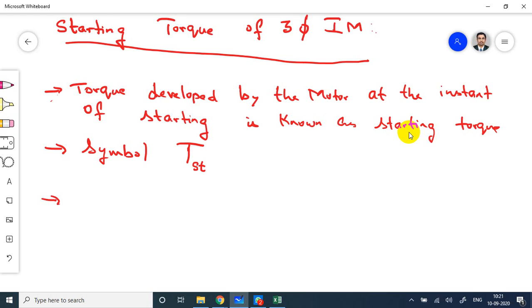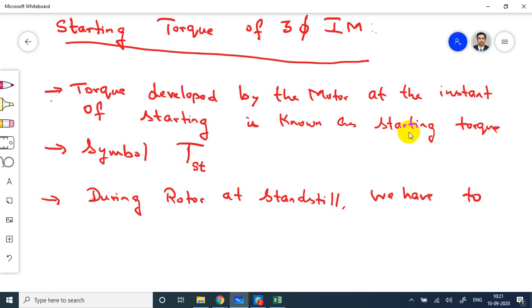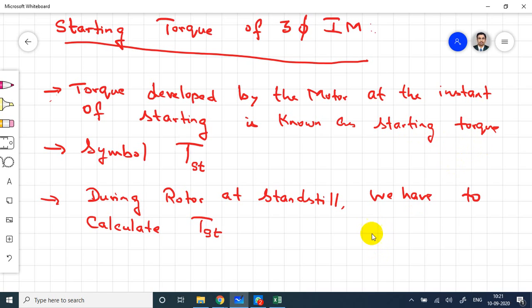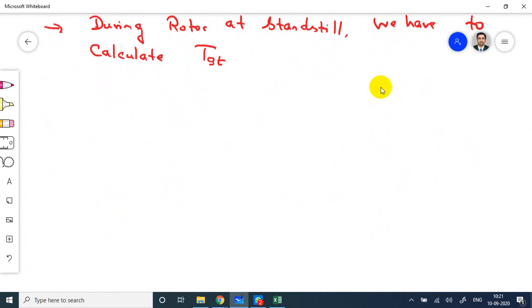We measure this starting torque with the rotor at standstill. Standstill means it is not running. During rotor standstill, we have to calculate the starting torque, Tst.